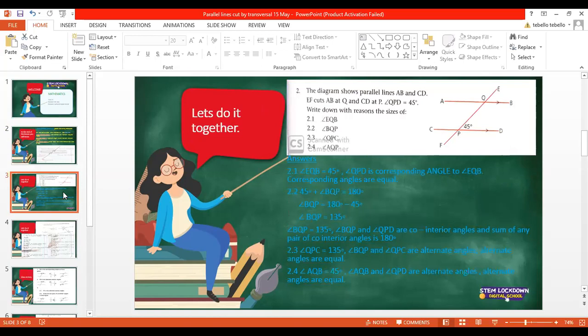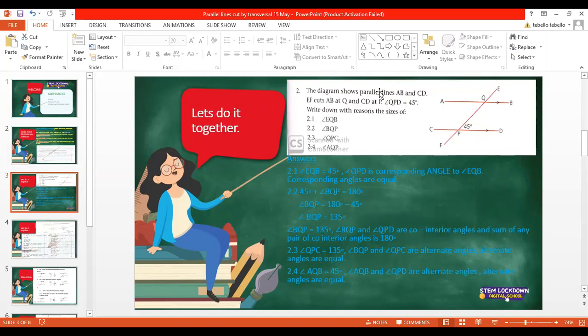Number 2, the diagram shows parallel lines AB and CD. EF cuts AB. Where's our EF? Here's our EF, and we all know that our EF is a transversal line, which cuts AB at Q and CD at P.